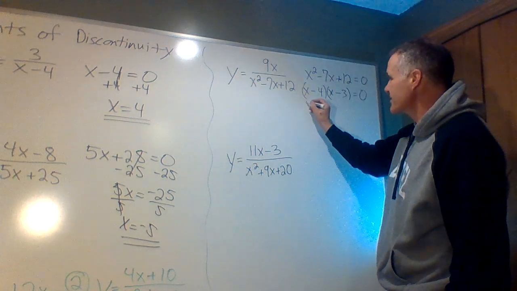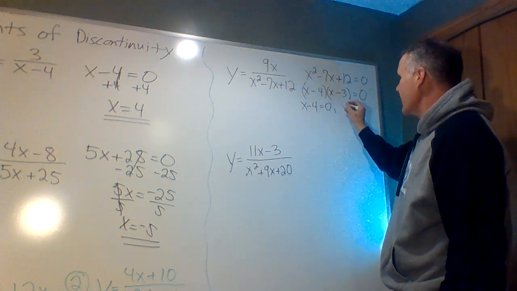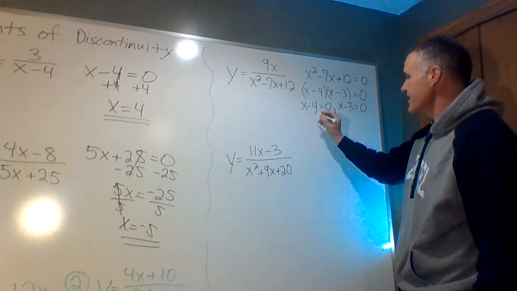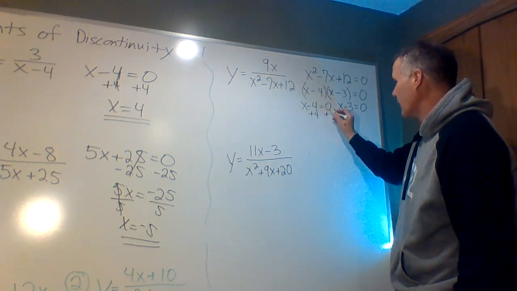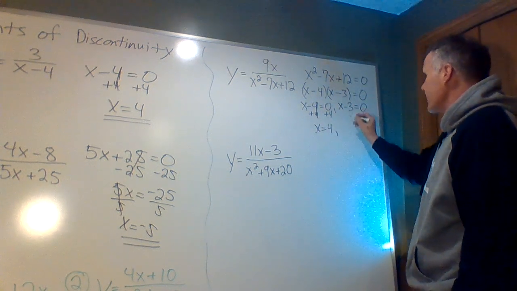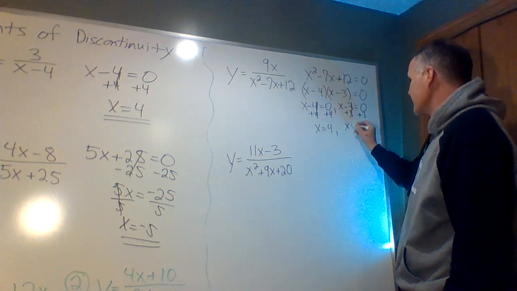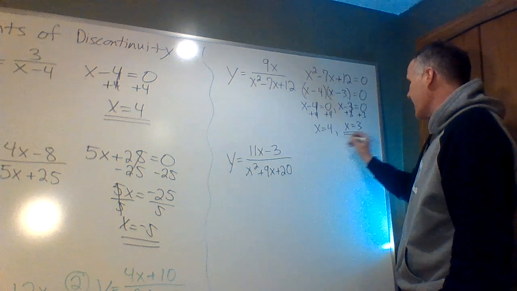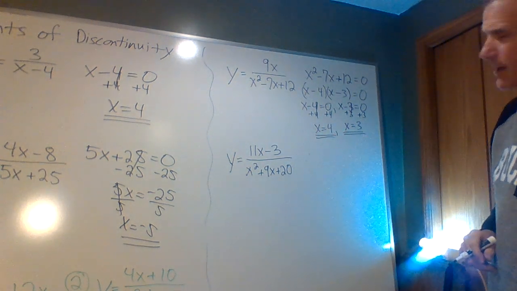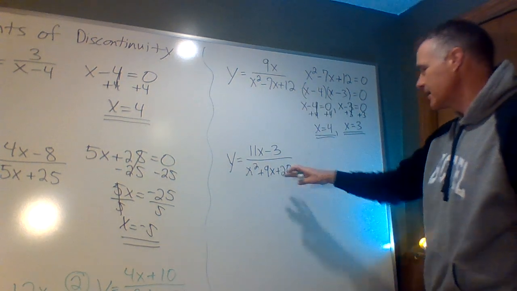Okay? Now, just like we did over there, I'm going to set each of these parentheses equal to 0 and solve them, and that'll be the answer right there. So since that's a -4, I'm going to +4. So our first answer is a +4. The second one, that's a -3, so I'm going to +3. So my second answer is a +3, and there's my answer. But there's 2 answers on those because it's a trinomial on the bottom.